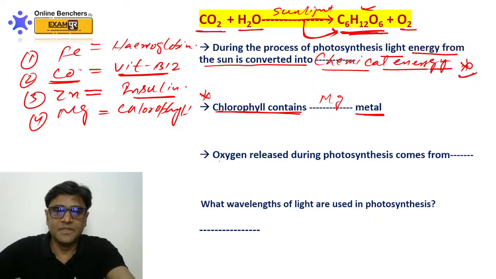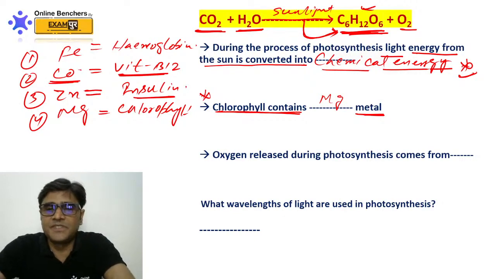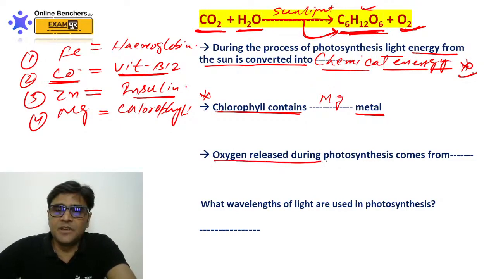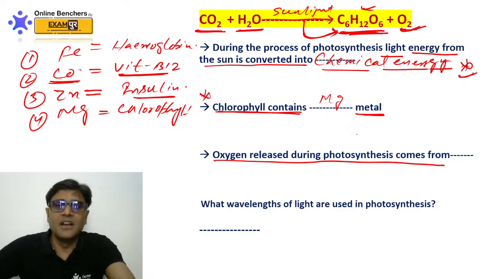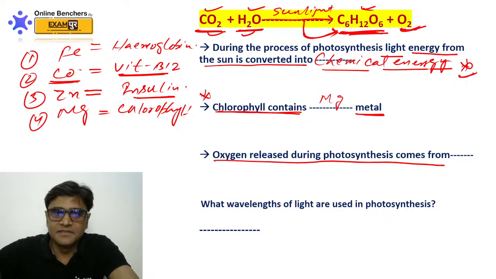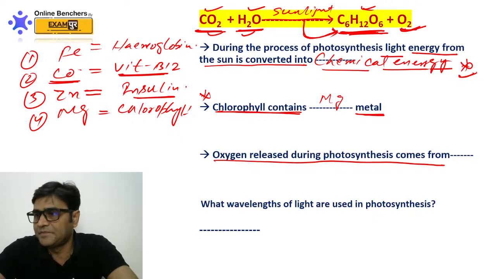Don't worry. Now, this is the chemical equation of photosynthesis. Plants absorb CO2, water, and in presence of sunlight, plants prepare their food, that is glucose, and also give us oxygen. Now the question is, the oxygen released during photosynthesis comes from CO2 or water? Tell me, because both contain oxygen. Kapil is saying it comes from water.